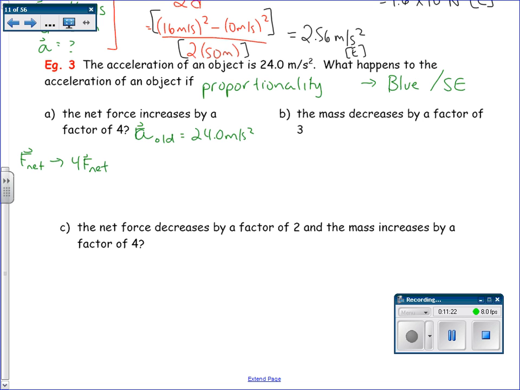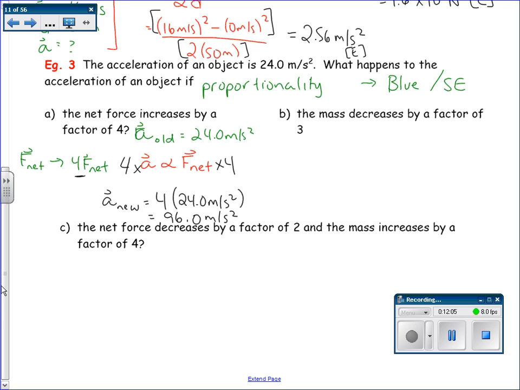And this goes back to what I stated at the beginning when I introduced the formula, that acceleration is directly proportional to F net. So whatever change you make in F net, where we're going to times it by 4, you have to make the same change in the acceleration. So then that means my new acceleration will be 4 times 24.0 meters per second squared, which is 96.0 meters per second squared. That one's pretty easy. Any change you make to net force, you make the exact same change to acceleration.